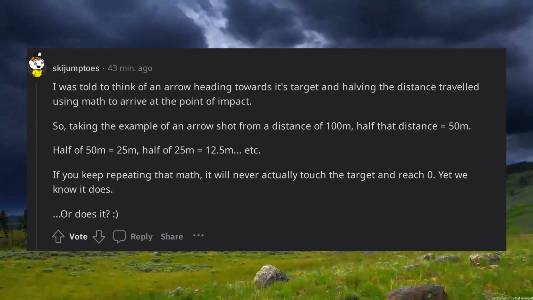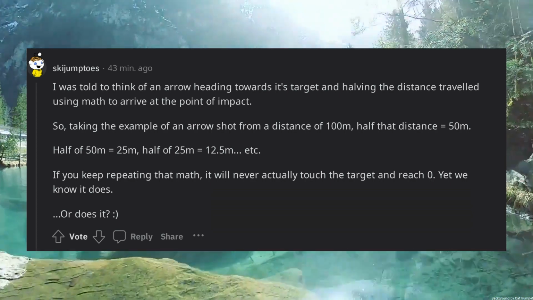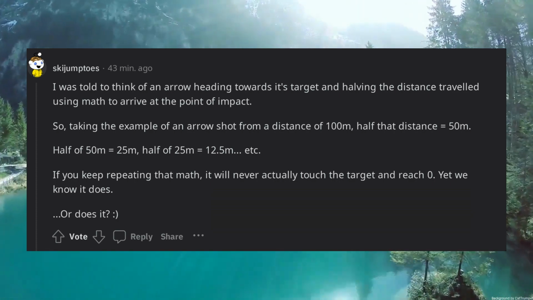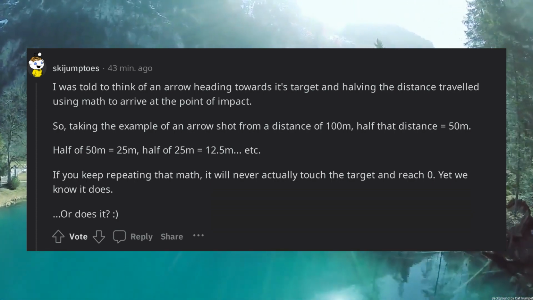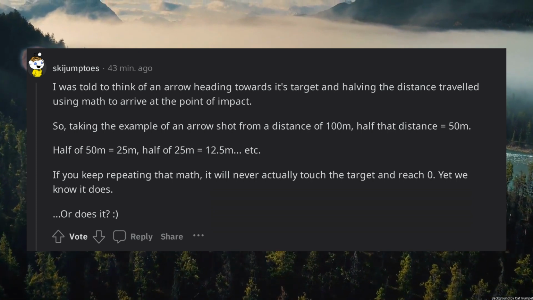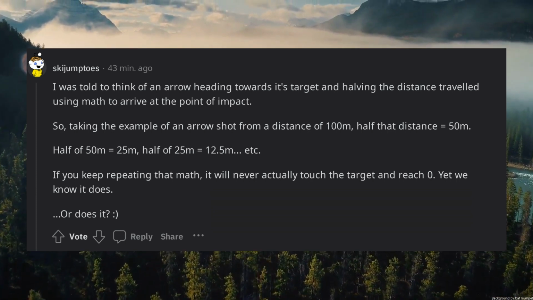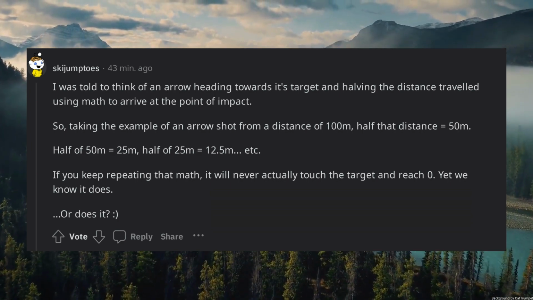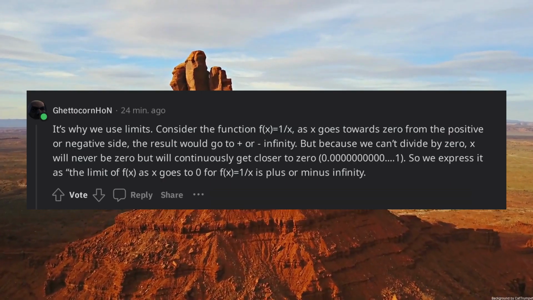So, taking the example of an arrow shot from a distance of 100 meters, half the distance is 50 meters. Half of 50 meters is 25 meters, half of 25 meters is 12.5 meters, etc. If you keep repeating that math, it will never actually touch the target and reach 0. Yet we know it does. Does it? It's why we use limits.